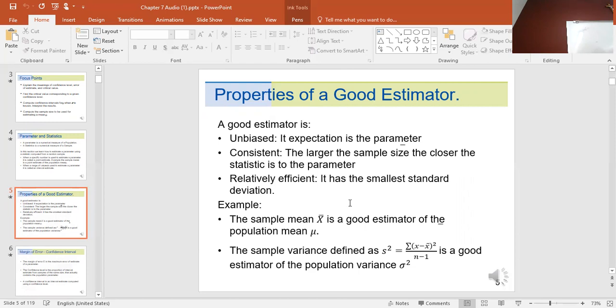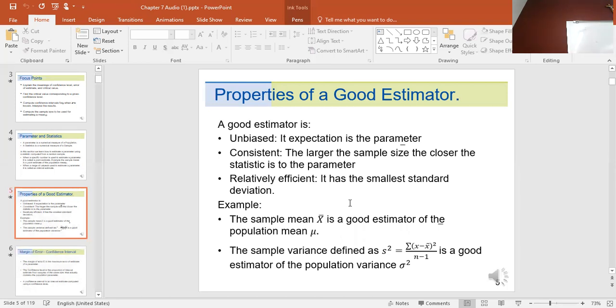Good estimator. I'm going to write examples here. It should be consistent. Consistent means the larger the sample size, the closer you get to that parameter, like we say about 2 sigma count. If you go to 10, 20, 50, you should be getting a proportion that is very close to 50%. That is consistency. The larger the sample size, the closer you get to the parameter.